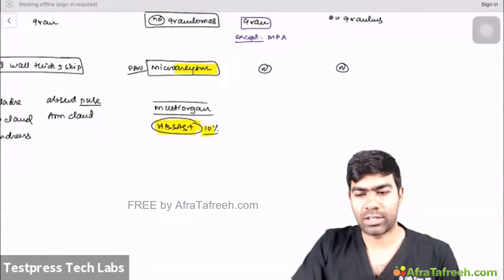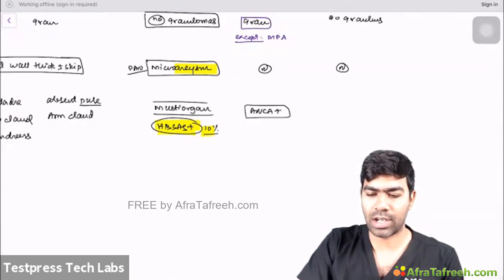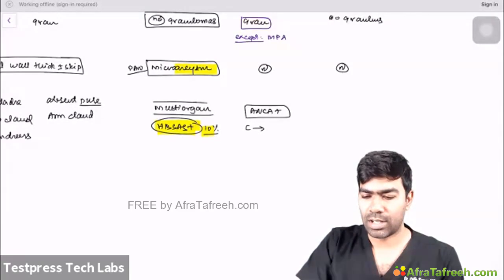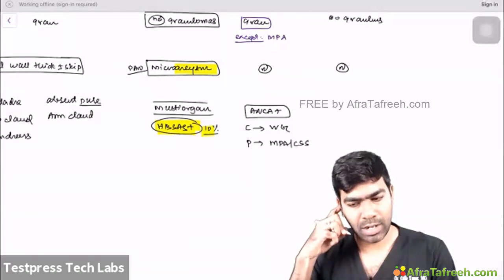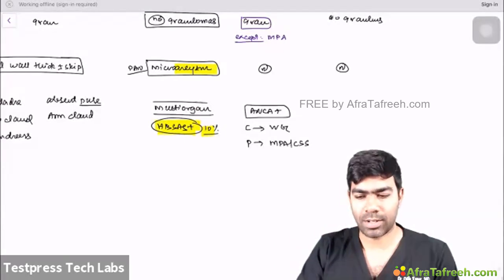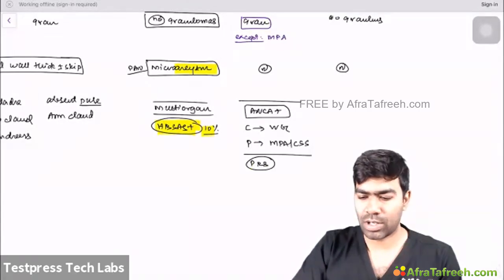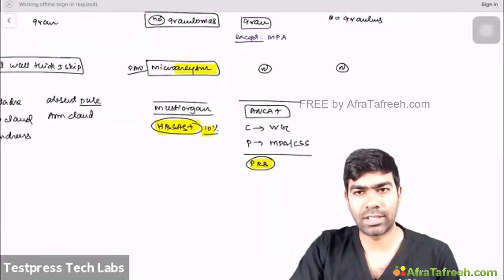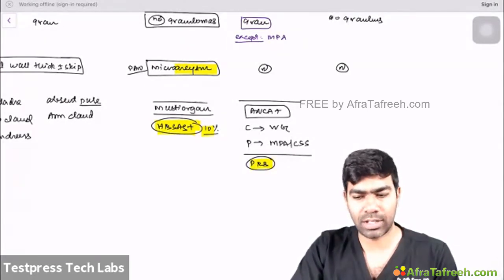As far as ANCA-associated vasculitis is concerned, the most important is ANCA positivity. It could be a C-ANCA or P-ANCA. If it is C, think about Wegener's granulomatosis. If it's P, think about microscopic polyangiitis or Churg-Strauss syndrome. So ANCA positivity is the key for diagnosis here. And one other key for diagnosis is the involvement of lungs and kidneys together. That's called a pulmonary-renal syndrome. Whenever you have lung and kidney involvement together, think about ANCA-associated vasculitis.